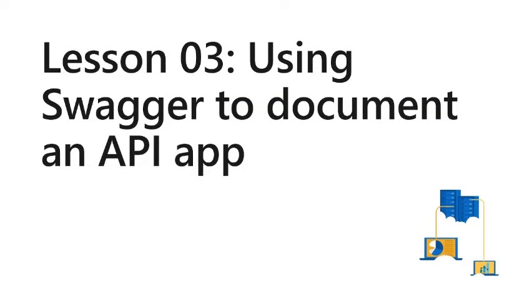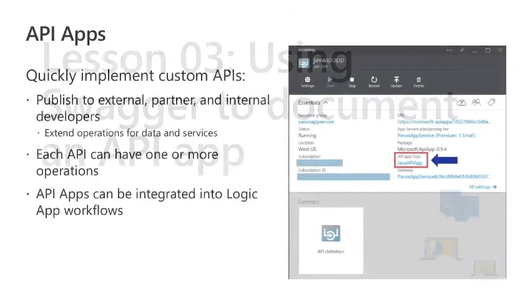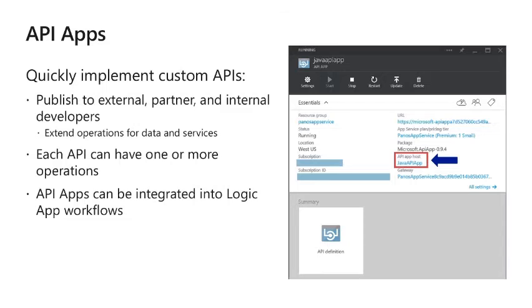Lesson three, using Swagger to document an API app. Very interesting one. It's a quick way to build and consume APIs in the cloud with the same flexibility as a web app. Quickly implement custom APIs, publish to external partners and internal developers, and extend operations for data and services. Each API can have one or more operations. API apps can be integrated into Logic app workflows. That's a really interesting one. We can integrate them in the Logic app.